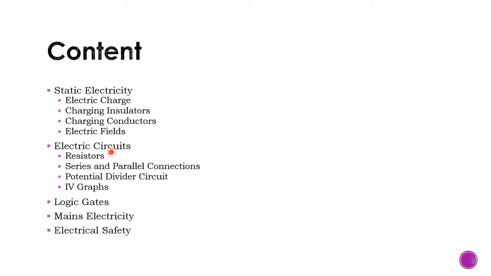Then we'll talk about what electric circuits are. The story of the circuit, what's a charge, how does it deliver energy, and so on and so forth. We'll then talk about resistors and different types of resistors, what does series and parallel mean, potential divider circuits, and so on. We'll then talk about logic gates, mains electricity, and safety first, and finally logic gates.